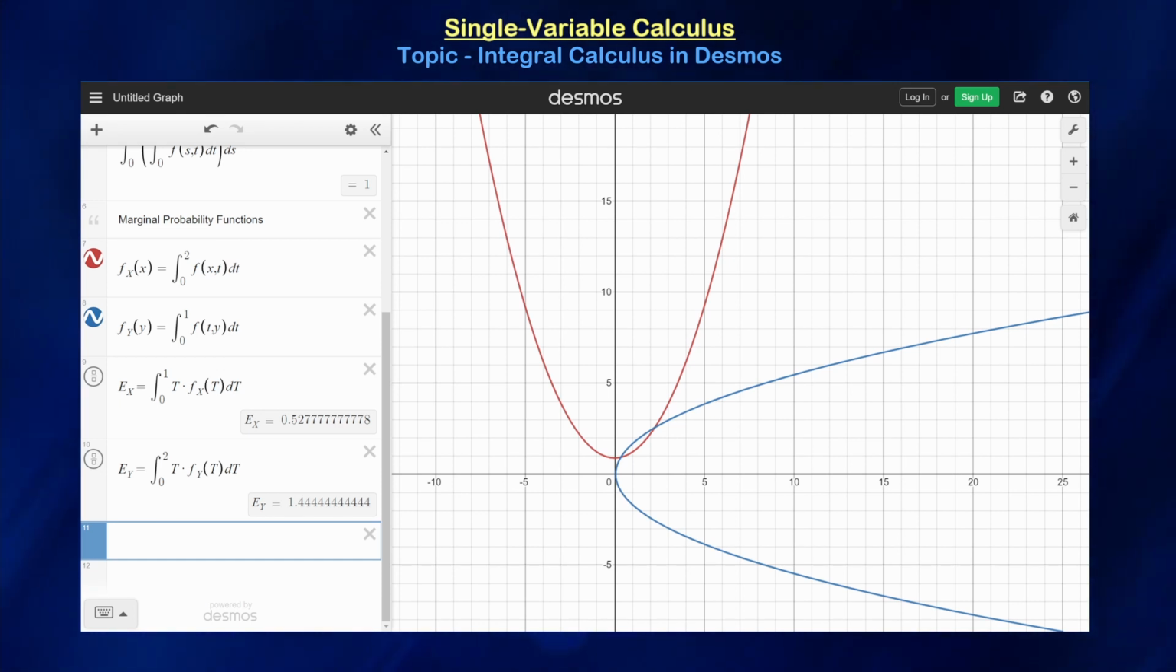So that is just an introduction on how to do some of the basics and fundamentals of integral calculus in the Desmos platform. So I hope you enjoyed this video, and I'll see you in the next video.